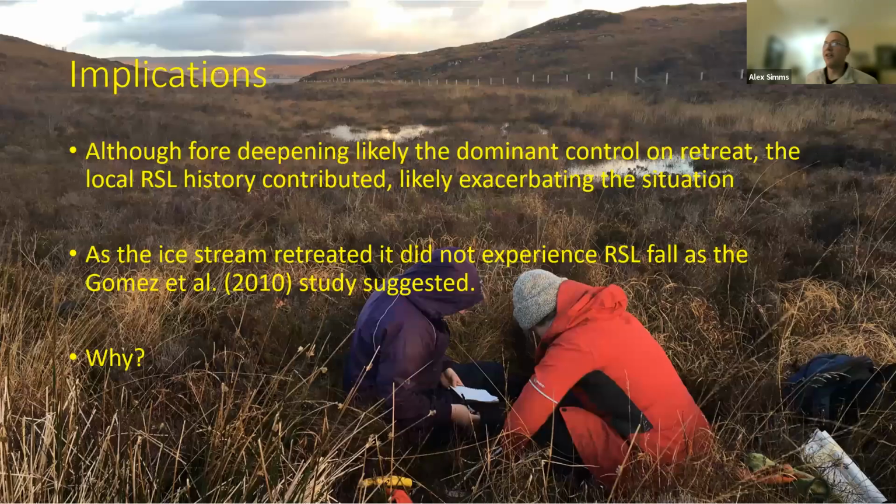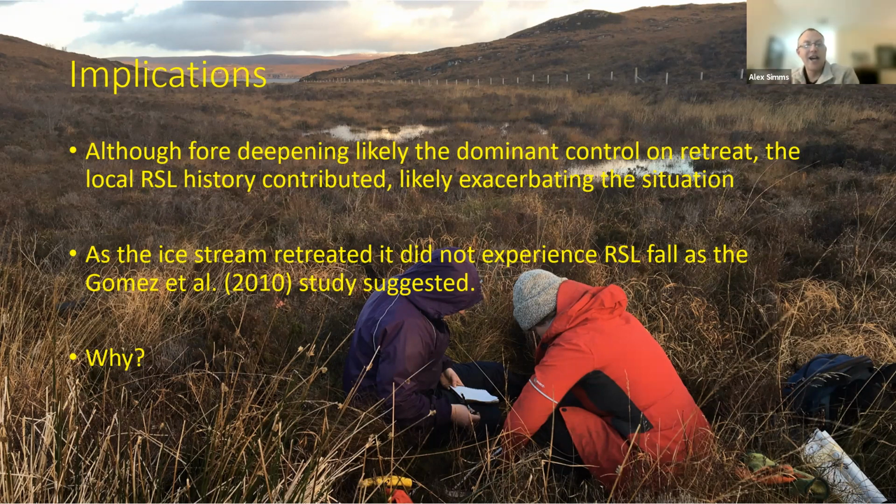So what does all this mean? Okay. Although foredeepening likely played a role in the retreat of the Minch ice stream, sea level also probably contributed, since sea level started to rise only when the ice stream started to retreat quite rapidly. And so sea level probably contributed to the retreat of that ice stream. One question we might also ask is, as the ice stream retreated, it did not experience an RSL fall as predicted by some of those models. So we might ask why?